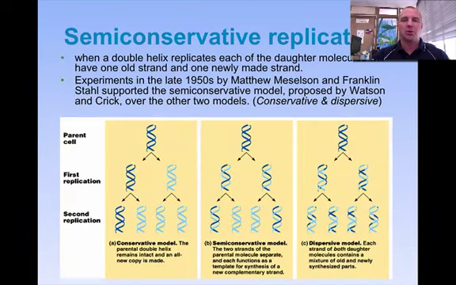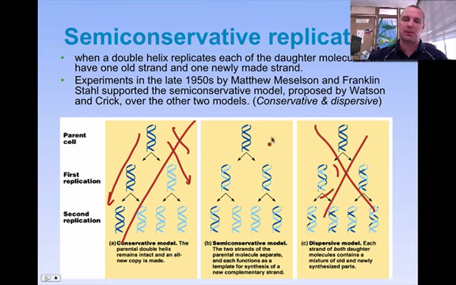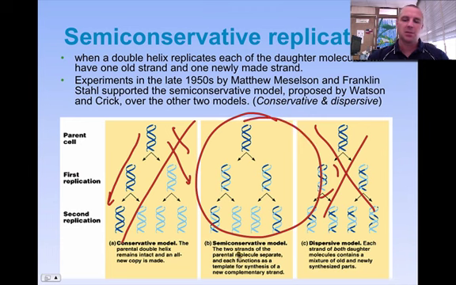Now, you might see sometimes a thing like the conservative model and the dispersive model. The conservative model is like over here, which basically said if it worked this way, you would keep the old strand of DNA and you would create new strands. We know this is not what happens. The dispersive way is where the new ones would have parts of new and old, and that doesn't happen. What really happens is right here. The semi-conservative model is correct, and it was shown through experiments by Meselson and Stahl, and it supported what Watson and Crick had said earlier.